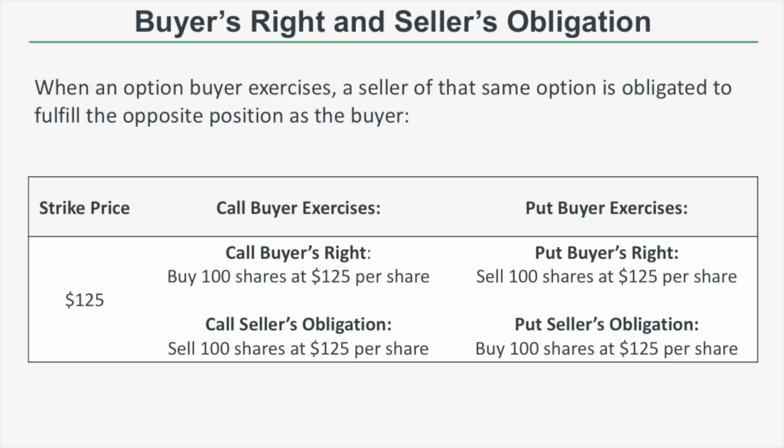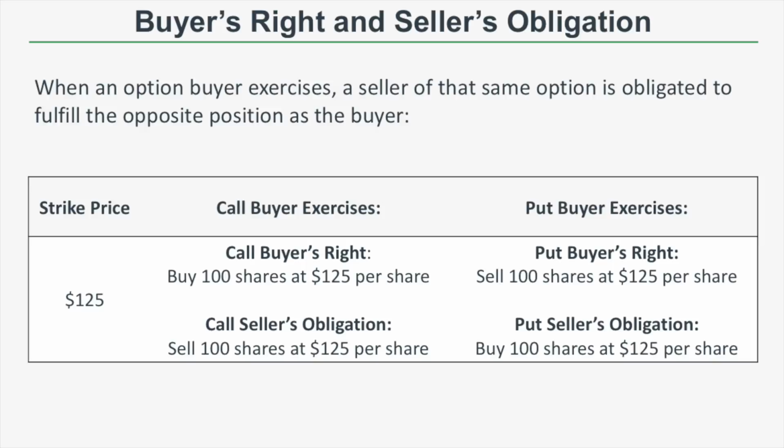Now, for every option buyer, there has to be an option seller. So the person who sells the option and is short the option has the obligation to fulfill the opposite position as the buyer. So for example, let's say we have a call option with a strike price of 125. If the call buyer exercises, they'll buy 100 shares at $125 per share. But a person who is short the 125 call will have the obligation to sell 100 shares at $125 per share if they're assigned on that option.